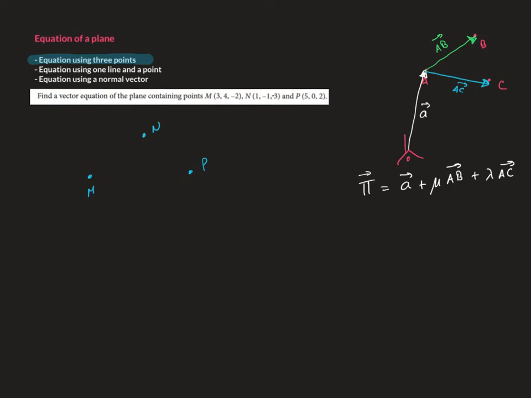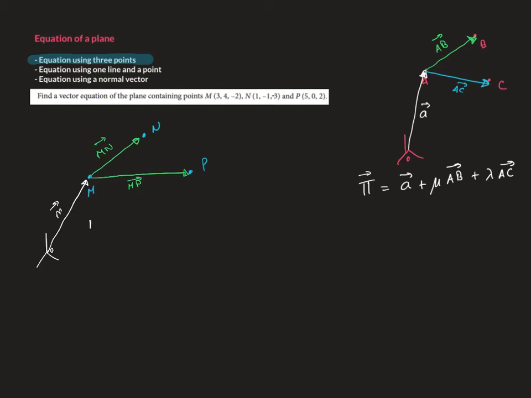So what I'm going to do is I'm going to say the origin is somewhere here. Vector M is going to be the vector on the plane, and then I am going to define my two direction vectors, one from M to N and one from M to P. And with that, MN, MP, and with that, I will define my equation of the plane. So let's do just that.